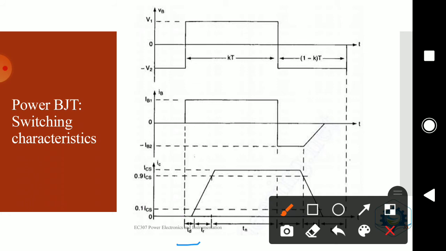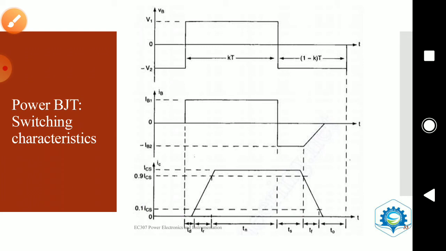Now, after the time TD, the collector current starts to increase gradually, and you can see that it keeps on increasing up to 90% of the collector current, and then the collector current reaches a steady state value. Now, the time from 10% of the collector current to 90% of the collector current is called the rise time TR. And the rise time depends upon the time constant which is determined by the input capacitances.